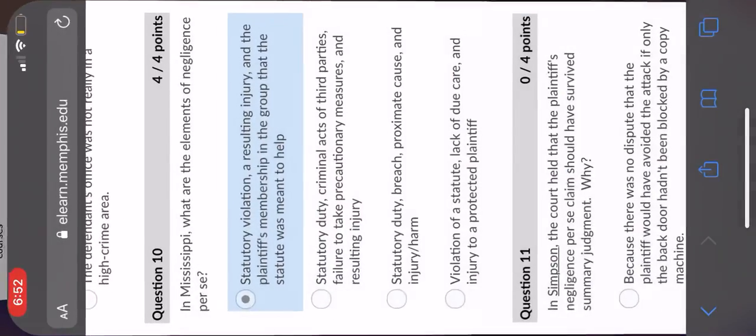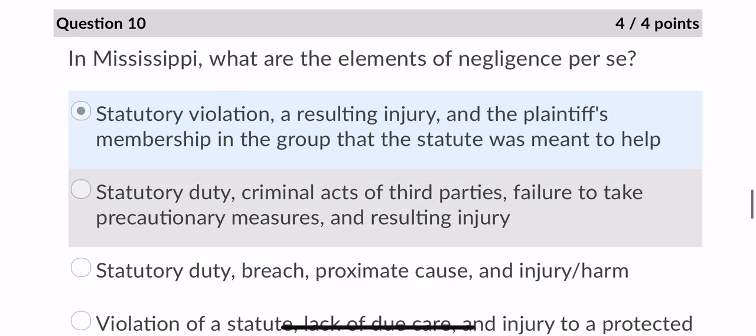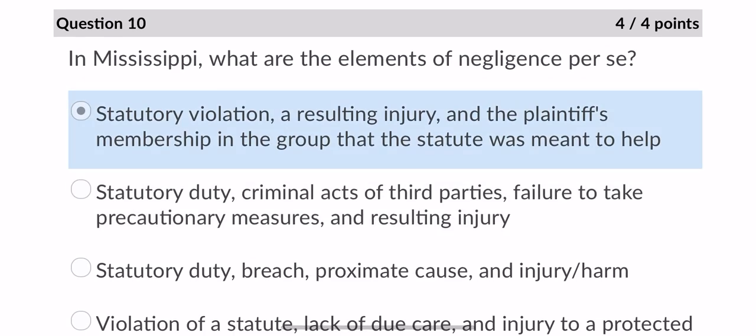So there you have it, guys. That was my thought process for answering number 10. In Mississippi, what are the elements of negligence per se? And I said statutory violation, a resulting injury, and the plaintiff's membership in the group that the statute was meant to help.